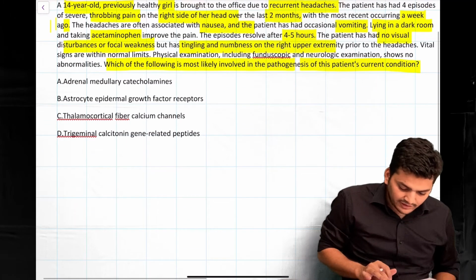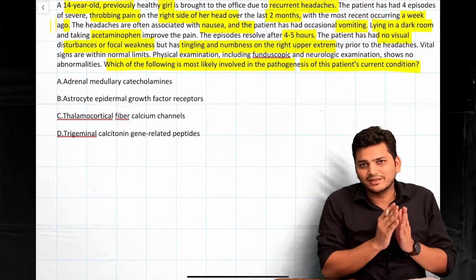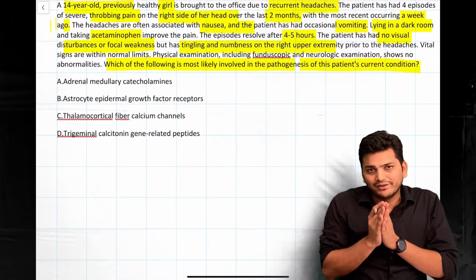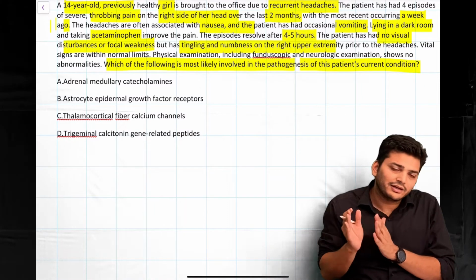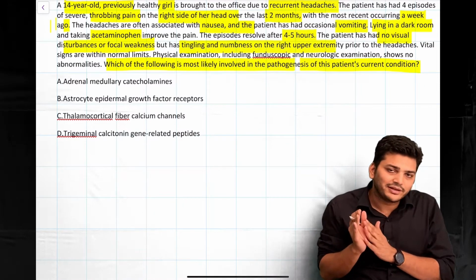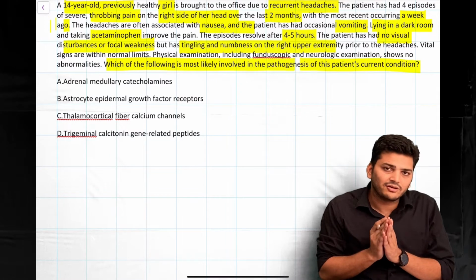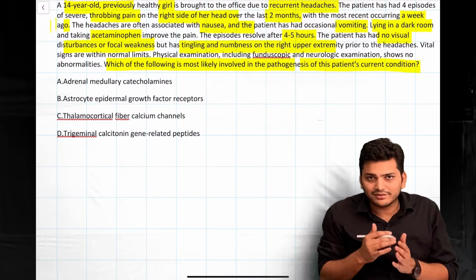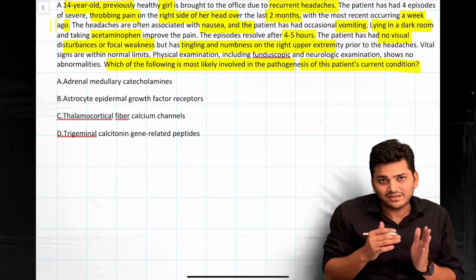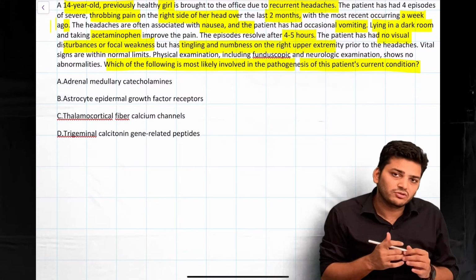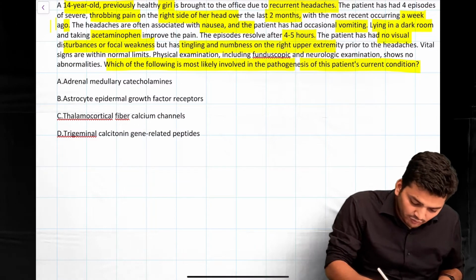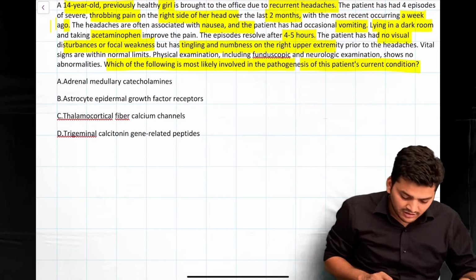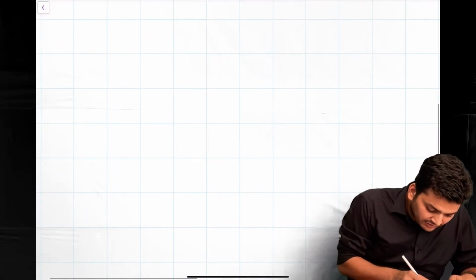So to summarize this question, I can say a 14-year-old female having right-sided headache associated with nausea, vomiting, typically occurring for 4 to 5 hours, relieved by taking NSAIDs and lying in the dark room, and she had such episodes in the past also, 4 to 5 episodes in the last 2 months. So they are asking what is the pathogenesis of this disease. So the diagnosis for this condition is going to be migraine.